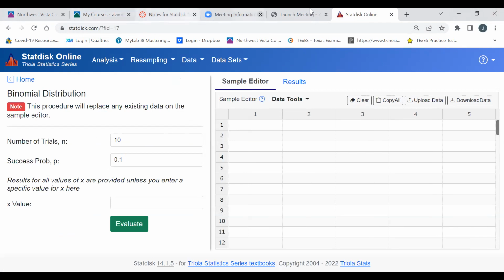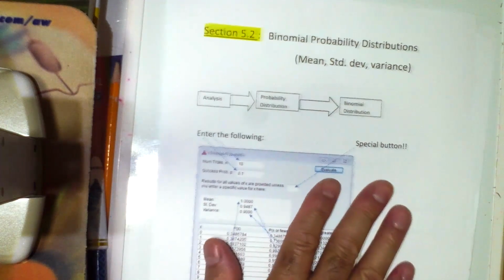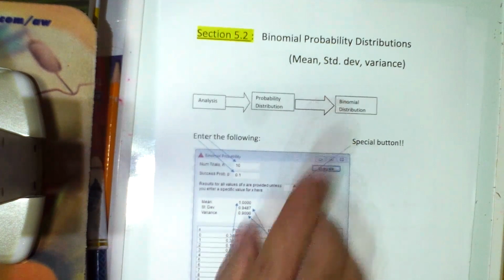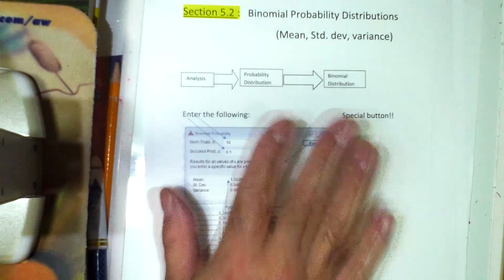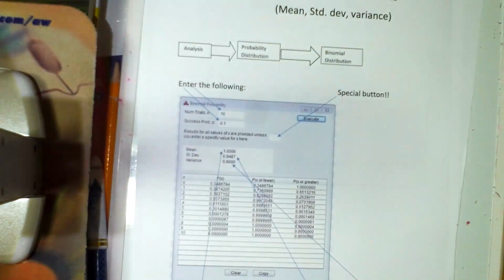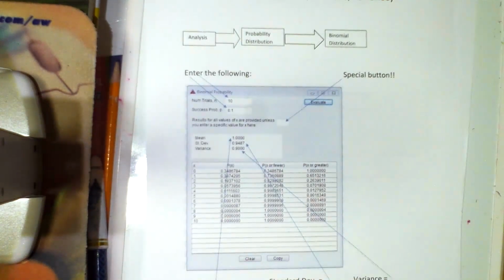All right, so on our notes, if you all go to our modules page and scroll down to notes on StatDisk, you can print out the chapter 5 notes on how to use StatDisk to compute the binomial distribution. So here's the page. So I encourage you to download this page, and you're going to write notes on it. Right. So let me show you how it works. So I'm going to zoom it in.